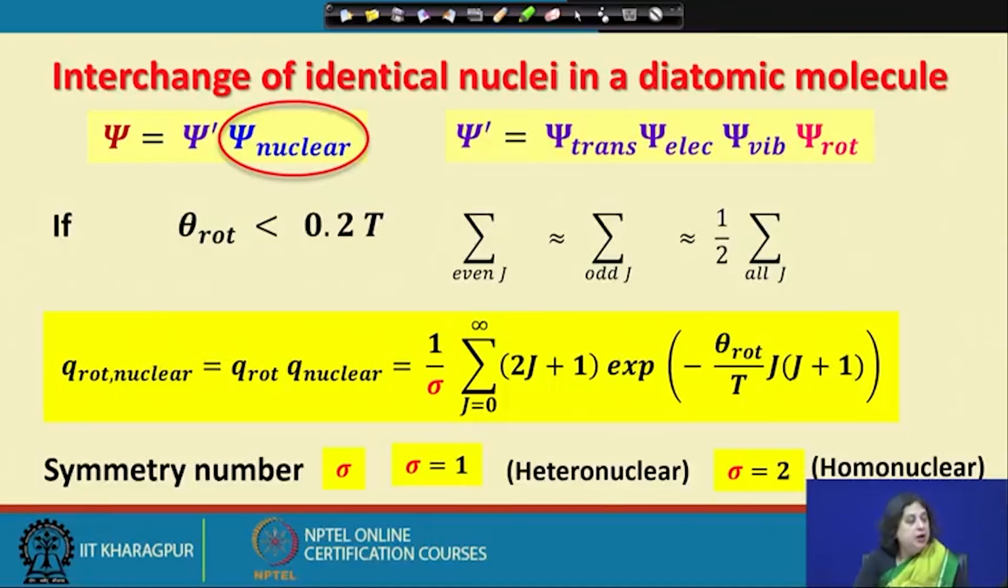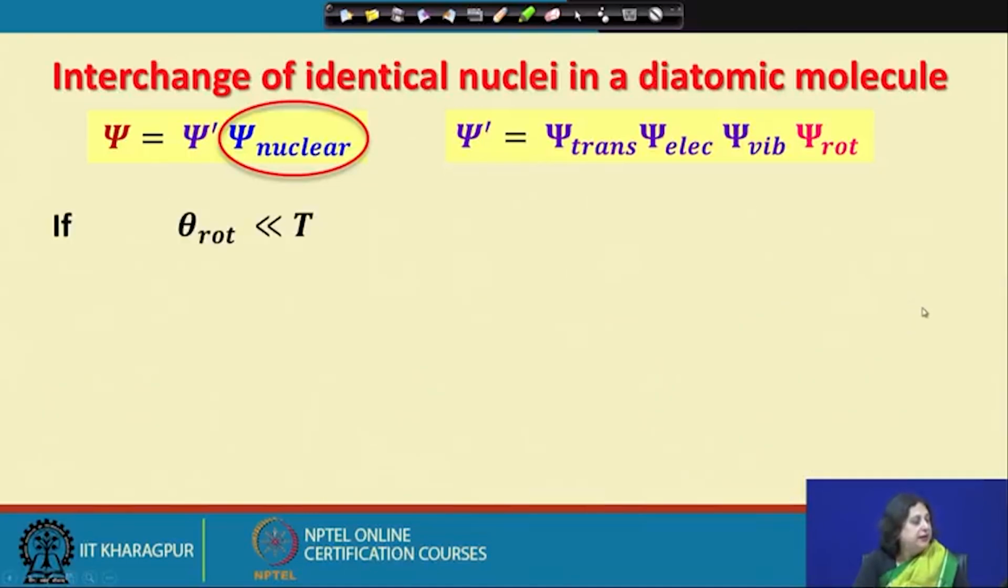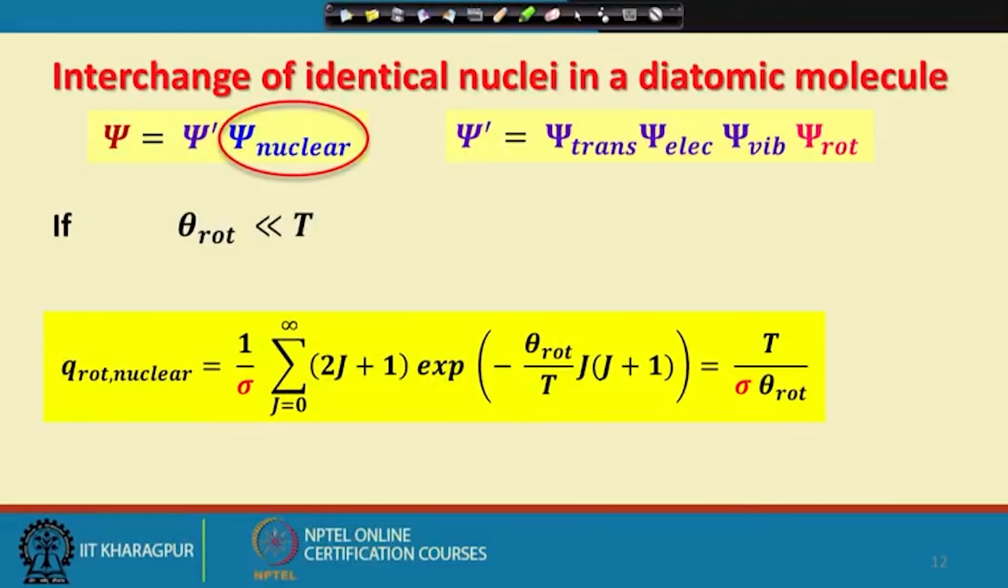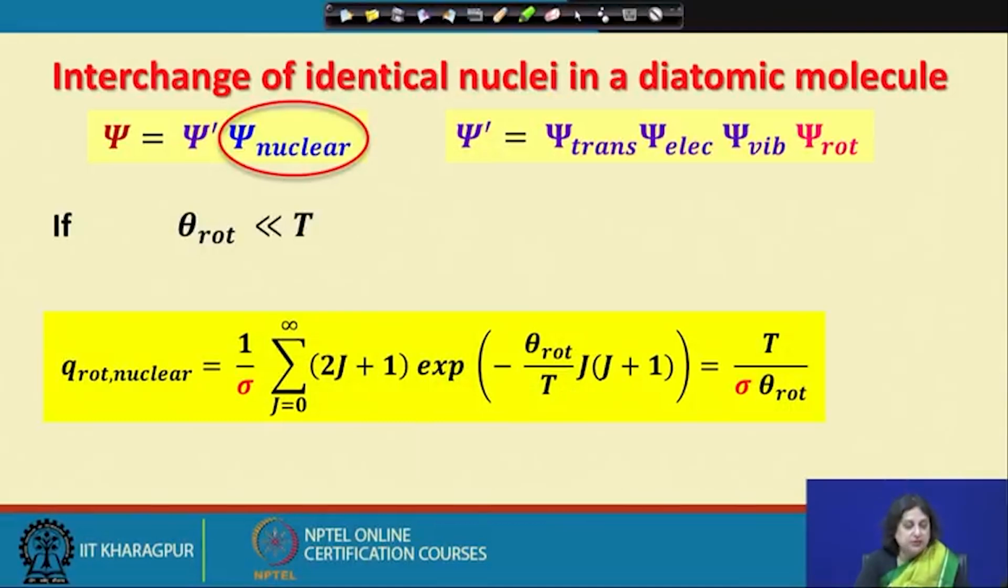diatomic molecule. Now, with this simplification, if we are interested in experimental temperatures that are much greater than the rotational temperature of my gas molecules, in that case I can very easily write down the Q rot nuclear under such circumstances by this very simple algebraic expression like this, and this is the limit of this summation under the condition that theta rot is much less than T.